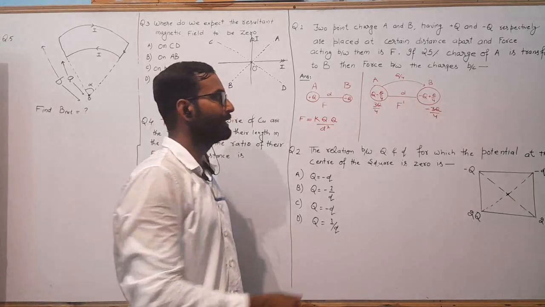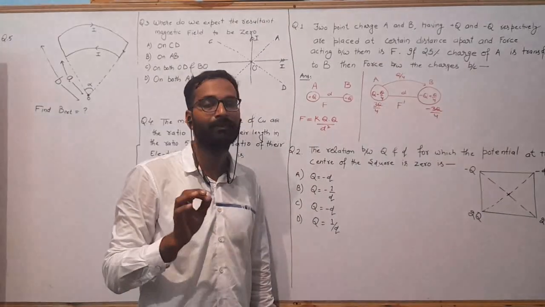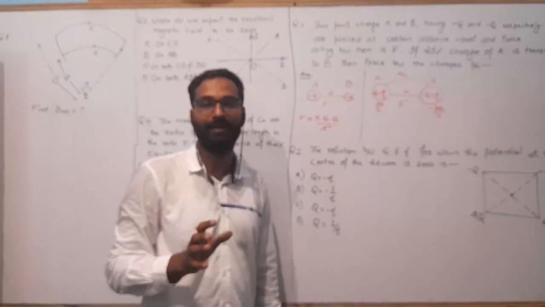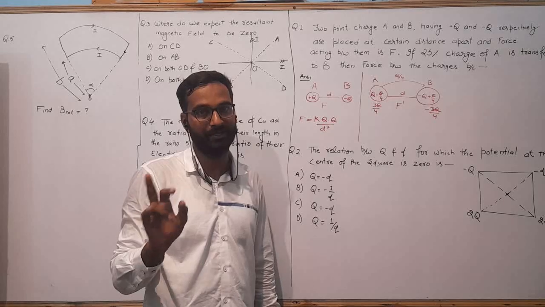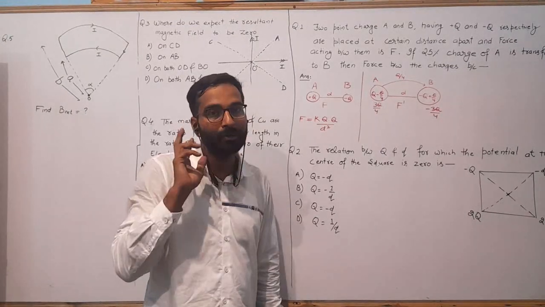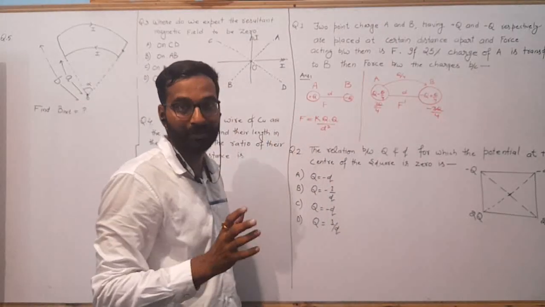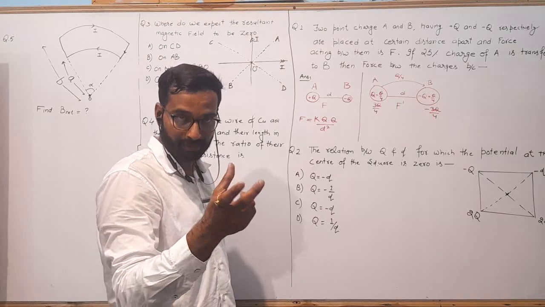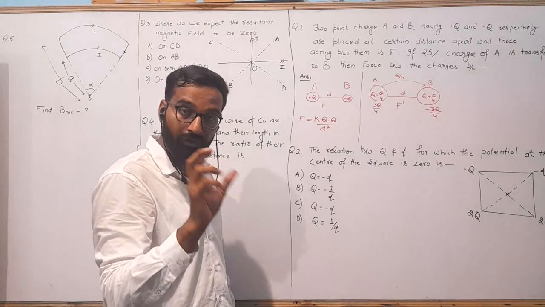Many students take the sign. Friends, listen carefully. F is a vector quantity. It has two things: one is magnitude and the other is direction. Magnitude is told by the formula and direction is told by the nature of the charges. Here there are positive and negative charges. Two different charges attract each other, that means positive and negative attract each other. So these are the directions.